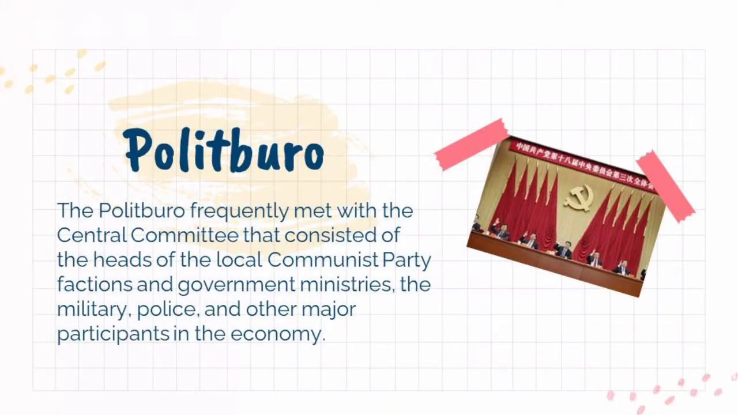Major decisions were made by the highest-ranking members of the Communist Party, which in the Soviet Union was the Politburo. The Politburo frequently met with the Central Committee that consisted of the heads of the local Communist Party factions and the government ministries, the military, police, and other major participants in the economy.